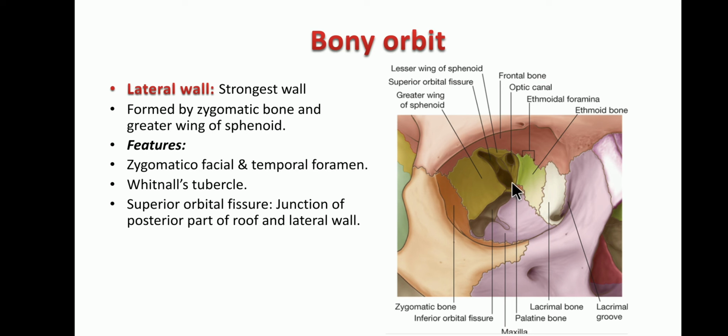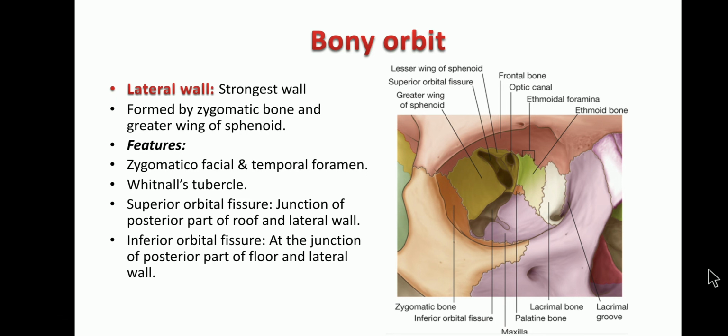Superior orbital fissure is at the junction of the posterior part of the roof and the lateral wall. In the last slide I discussed the superior orbital fissure, how it is divided into lateral, intermediate, and medial parts by a musculotendinous ring surrounding it and enclosing the optic canal. The inferior orbital fissure is seen between the lateral wall and the floor, and from here the infraorbital groove extends on the floor, which transmits the infraorbital vessels and nerves.